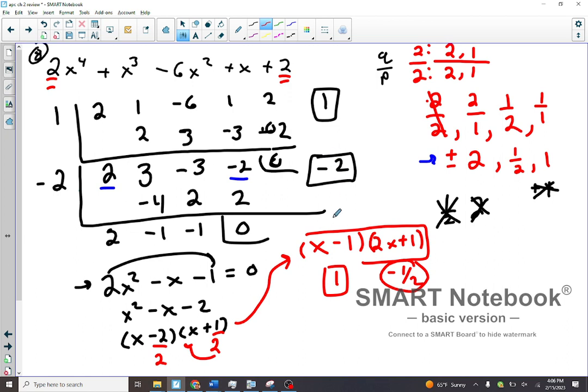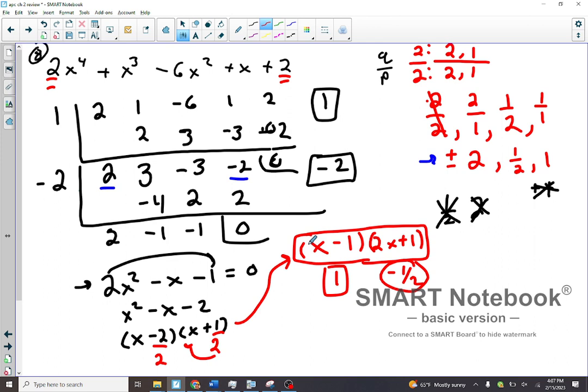So what's the answer? The answers are 1, -2, 1, -1/2. Those were the roots for this one. What about the x minus 1? Well, x minus 1 equals 0, so the actual answer is plus 1. Not 1 and -2. It's 1 and 1, -2, 1, -1/2. You can have more roots.